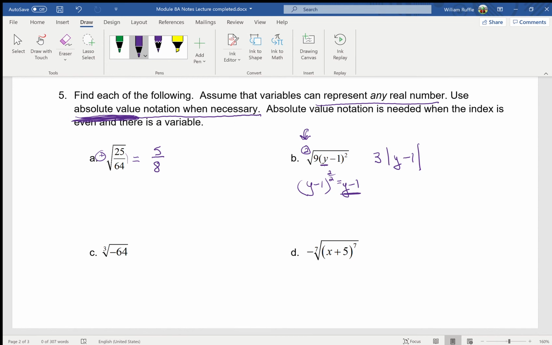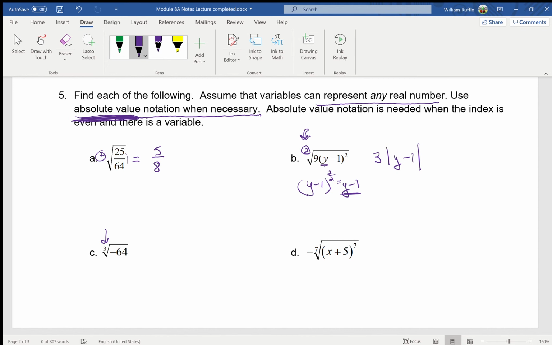All right, this next one here. This is a cube root, so it's an odd index. So if there was a letter, I would not need absolute values. But on this one, there's no letter, so I don't have to worry about that anyway. But how do you type cube root?